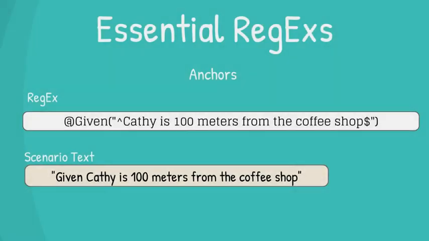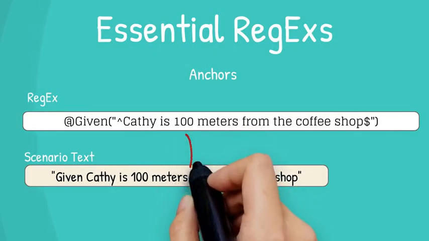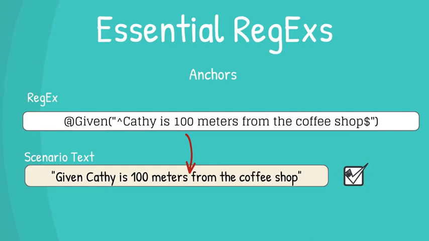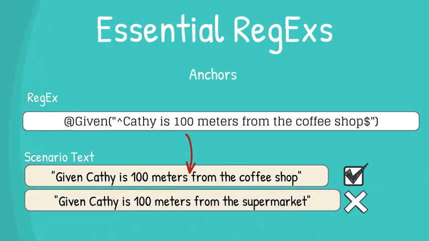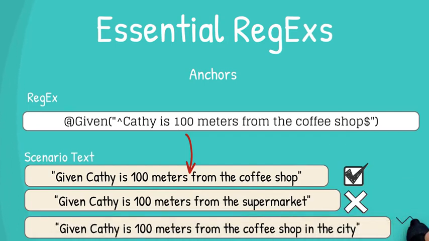The workaround is to use anchors. Anchors are the hat character you can see at the start of this expression here, and the $ at the end. Hat means that this expression will only match the text if the text is at the start of the step. And the $ means that where the expression ends, the step text must end too.